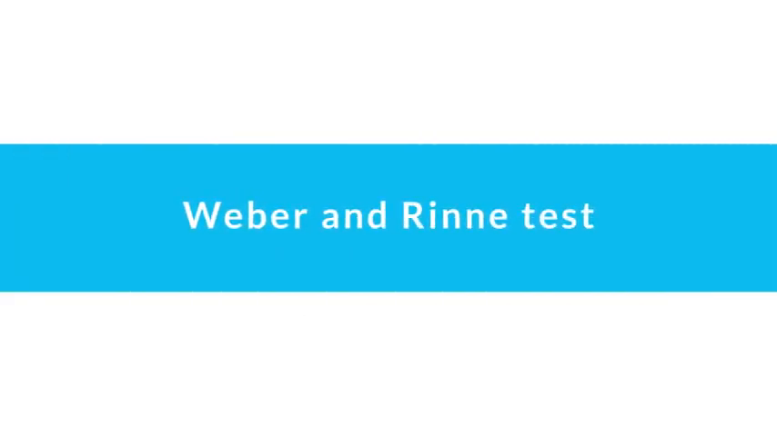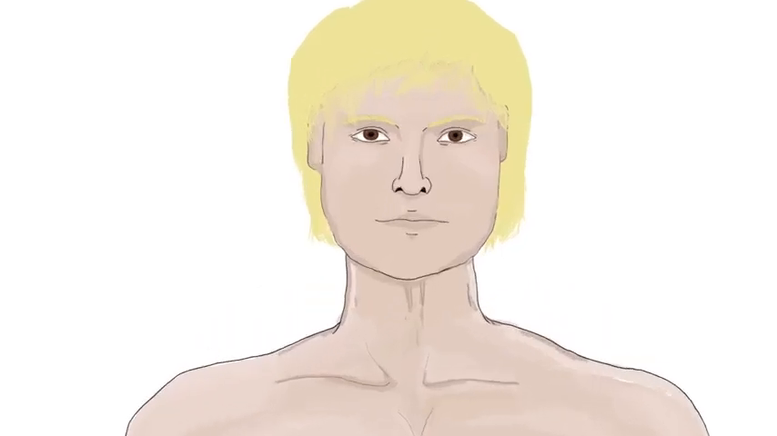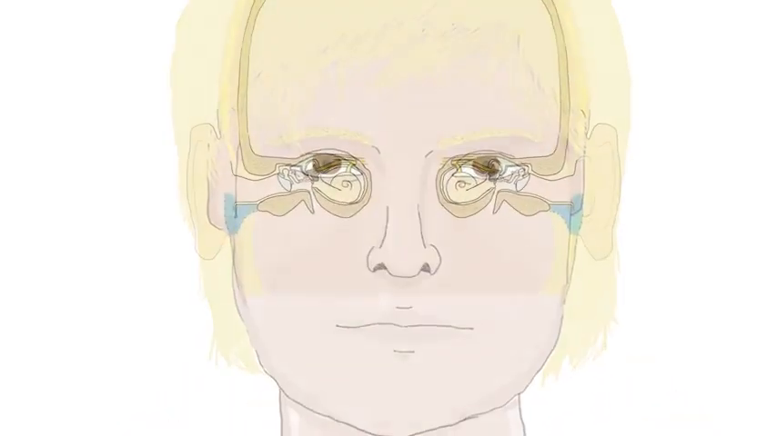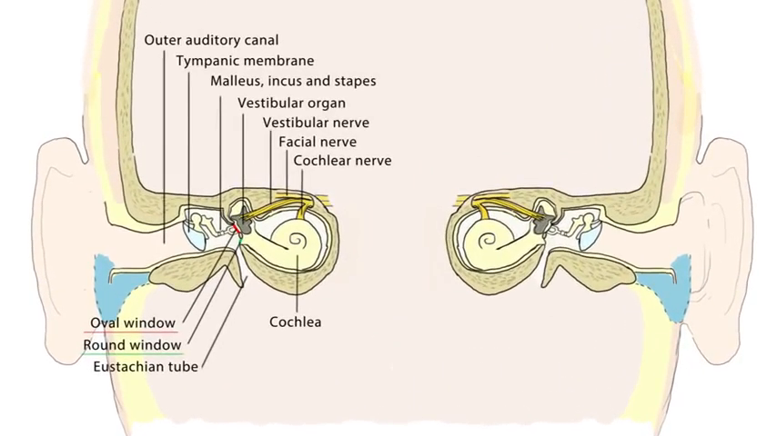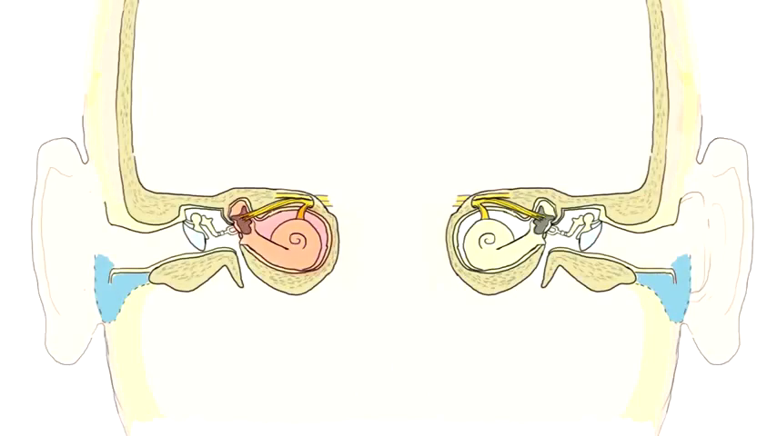Weber and Rinne test. The clinical examination of hearing loss should include differentiating between conductive and sensorineural hearing loss. There are different causes of sensorineural hearing loss, such as inner ear disease or damage to the cochlear nerve.